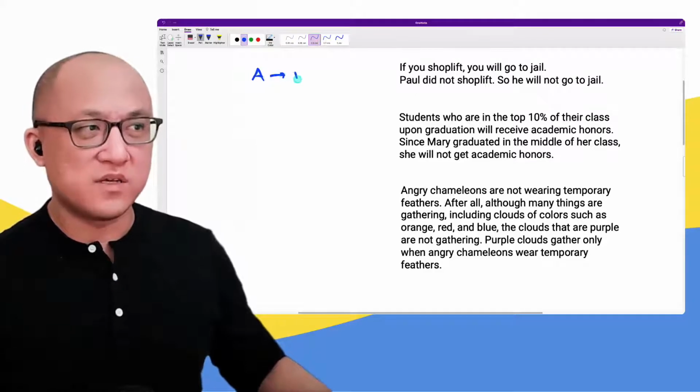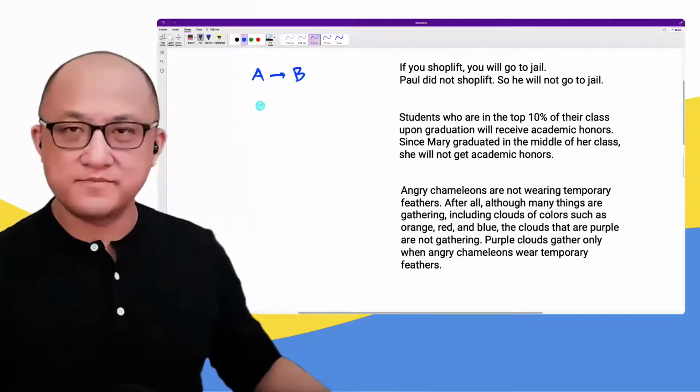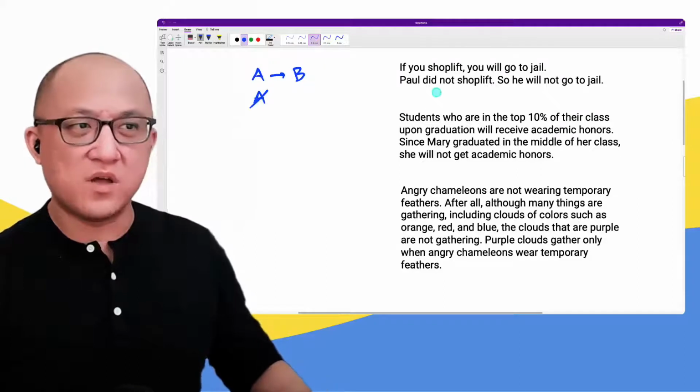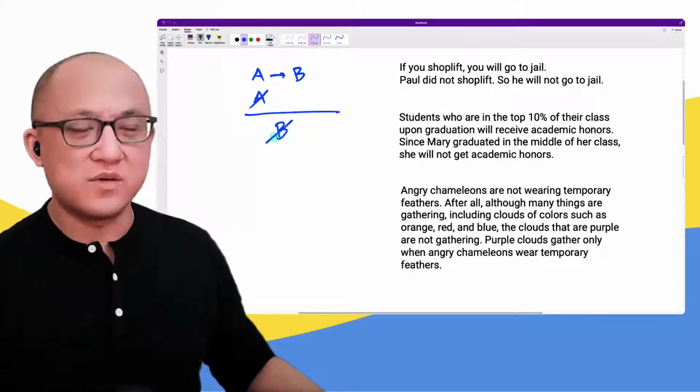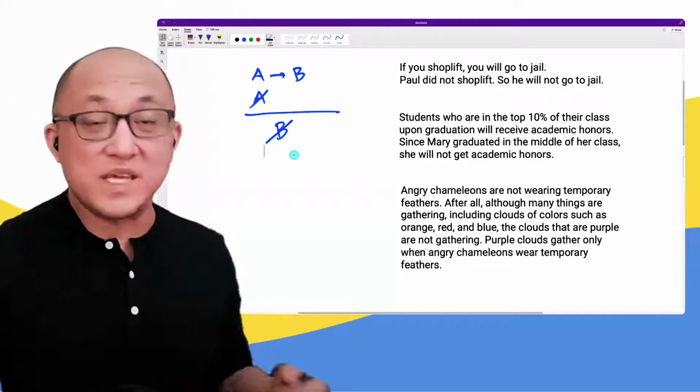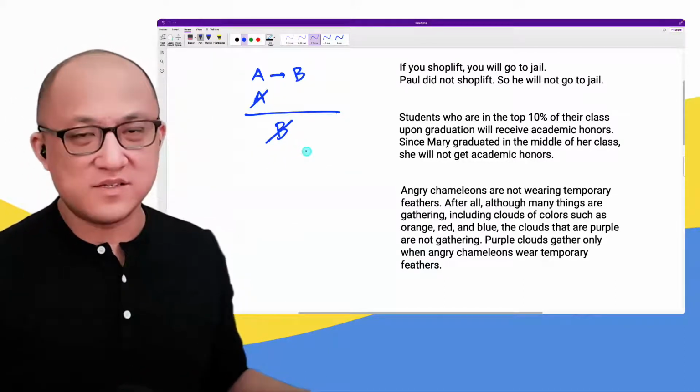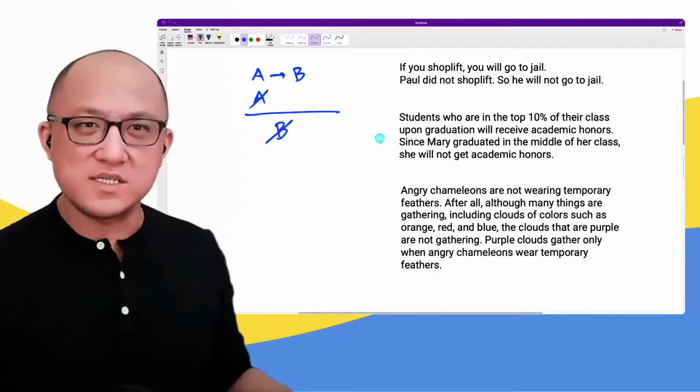And here I'll use A and B. If A, then B. The next premise, Paul did not shoplift, is like saying not A, right? And the conclusion is saying, therefore, not B. But B could still be true. He could go to jail for other reasons, right? What about the second example?